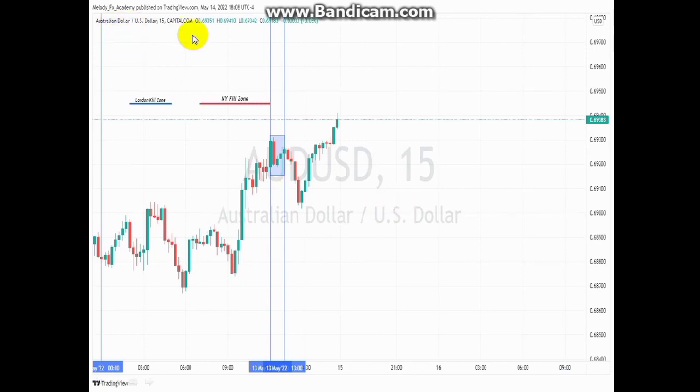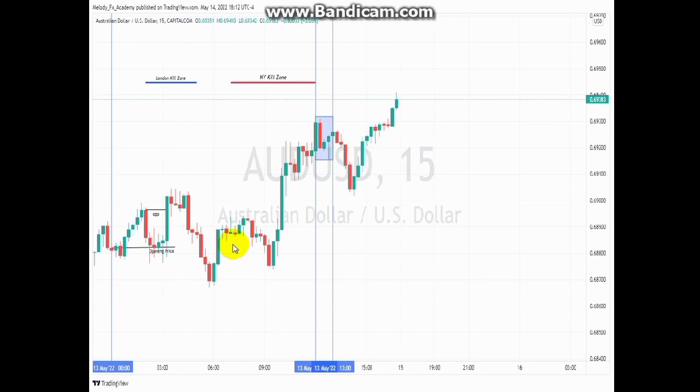This is Friday's previous week price action. I have a London Kill Zone and my New York Kill Zone right here. This is the New York lunch hour. I want you to remember my initial bias was bearish.